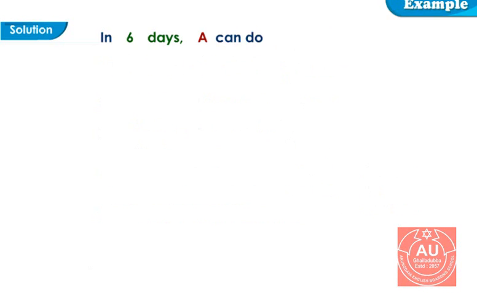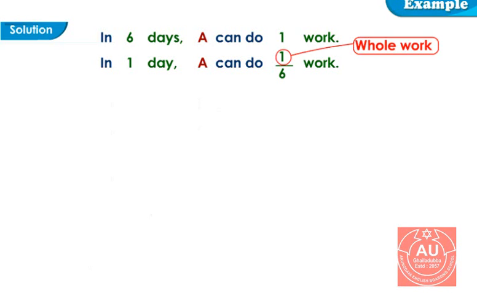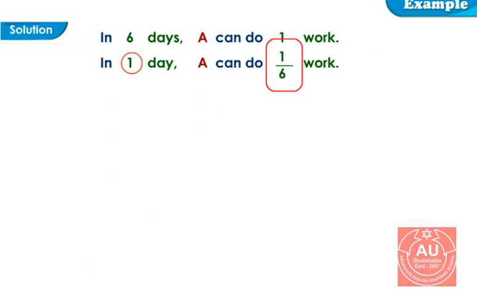Now, in 6 days, what we got is A can do one work. Now, in one day, A can do how many works? 1 by 6 work. That means the whole work divided by 6. So in this way we are getting how much work a person can do in one day. In order to take out that, we must divide whole work divided by number of days.